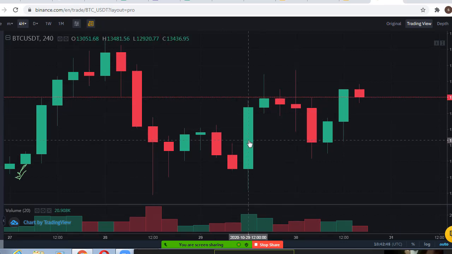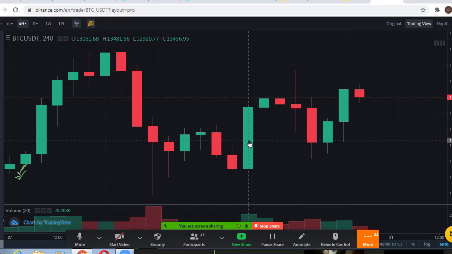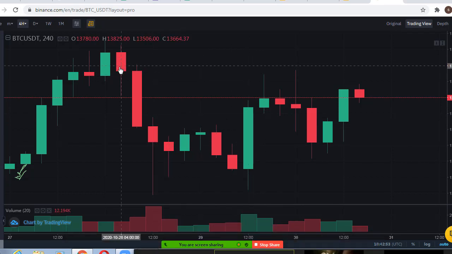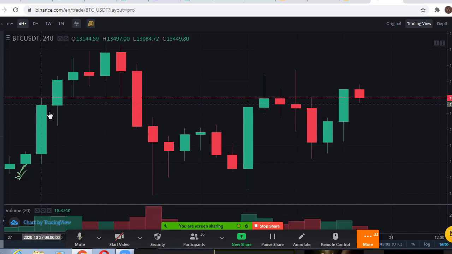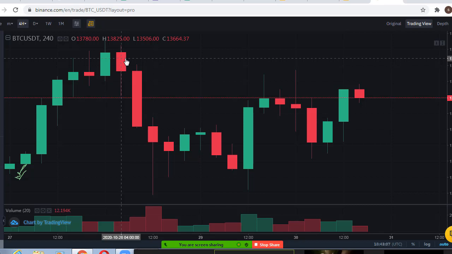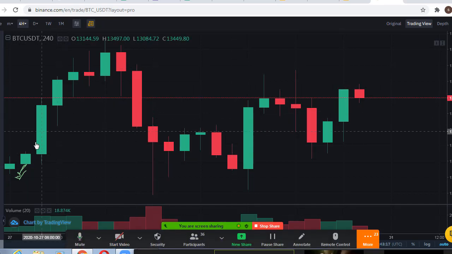Now we have two kinds of candlestick. We have bearish candles and bullish candles. These red candles are bearish candles, while the green ones are bullish candles. Now, what does a bearish candle mean? Bearish candles mean price is going down. When a bearish candle is formed, it means price is going down. And when a bullish candle, the green ones, is formed, it means price is going up.